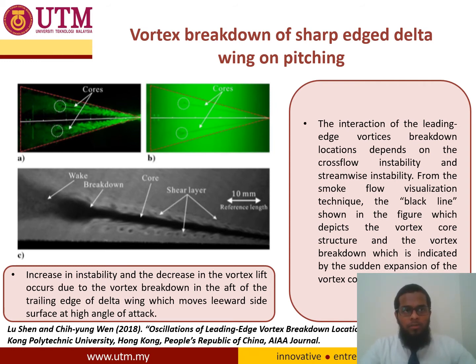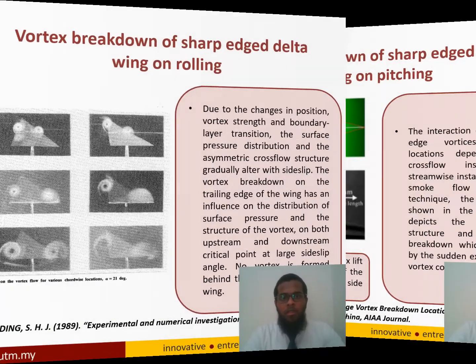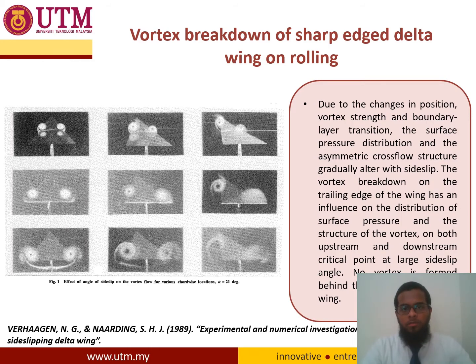With the vortex breakdown, the vortex lift decreases, and the instability of the delta wing also decreases. Here in the slide, continuation of the vortex breakdown on rolling. Authors Verhaagen, Ng and Naarding in 1989 published a paper which is shown here. In that, they conducted an experiment on the biconvex sharp edge delta wing using the flow visualization technique.